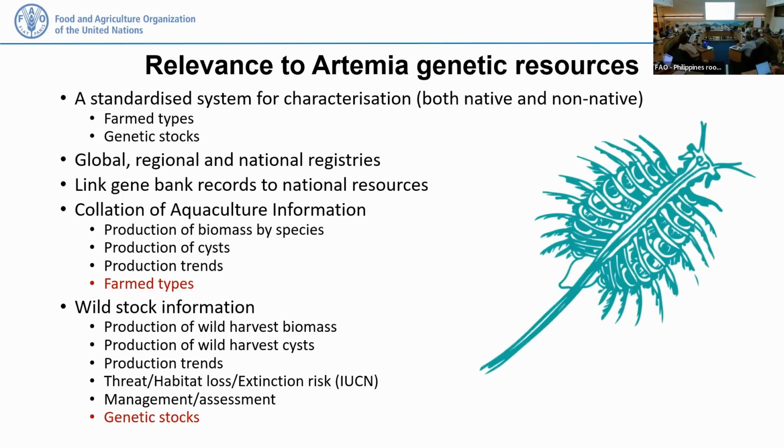How can this be relevant to genetic resources and Artemia genetic resources? I hope by now that you've already seen possible applications in whatever is your role as a stakeholder in Artemia. But first of all, it represents a standardized system for characterization of both native and non-native genetic resources, and we will hear a little bit later about how AquaGRIS is being used to characterize Artemia resources in China. This can be done at the level of farm types in aquaculture, but also the genetic stocks. It's probably the genetic stocks that are most relevant to this symposium and to the salt lakes.